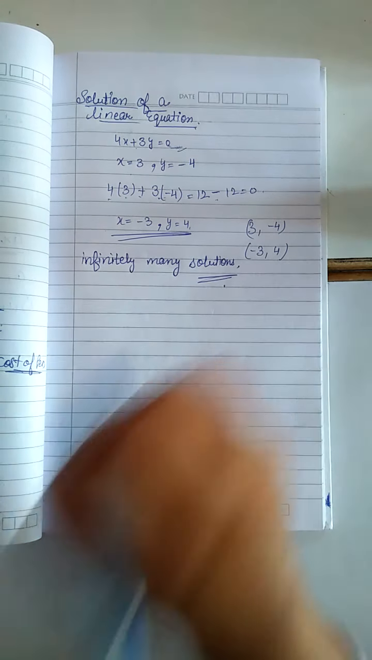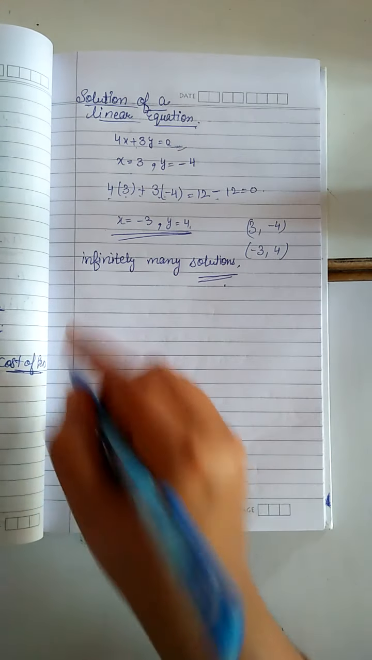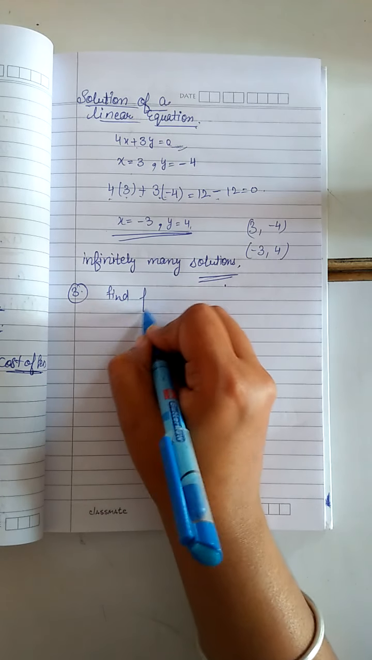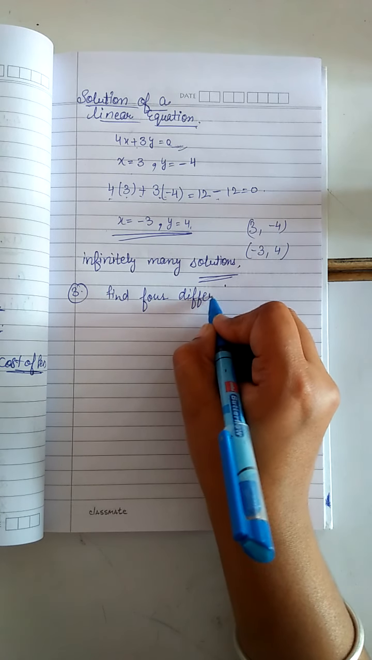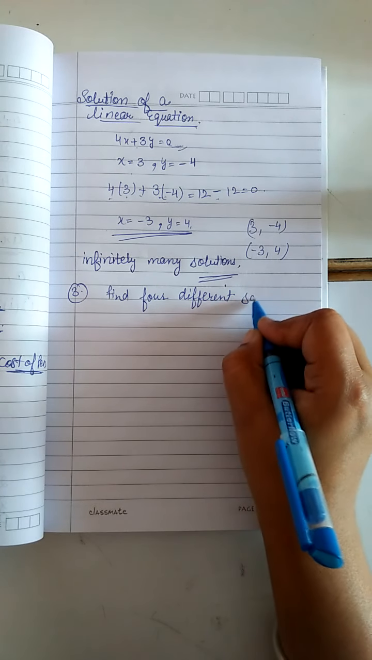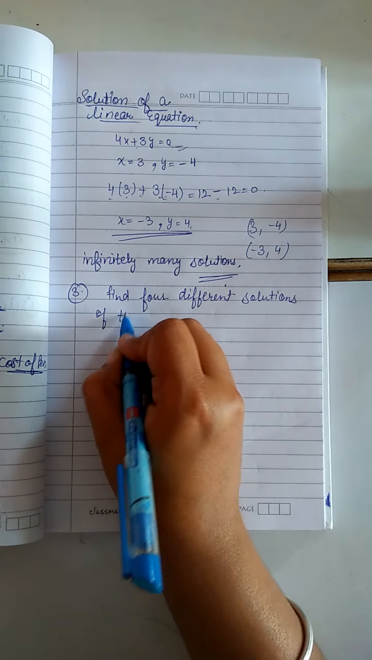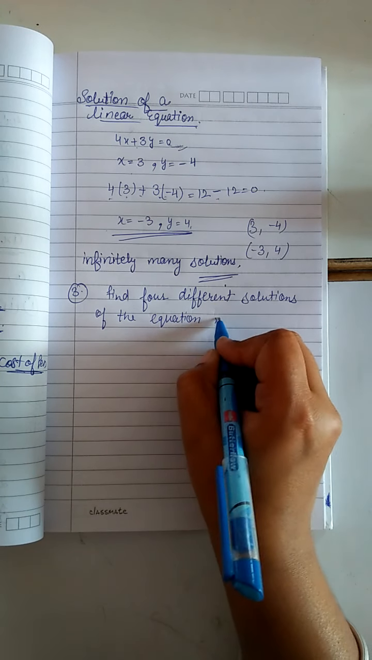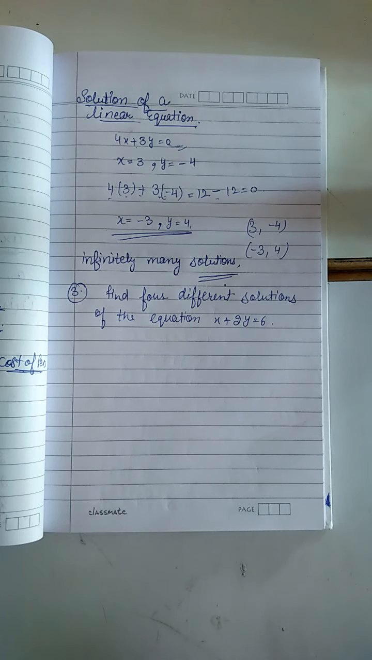Okay, so now we will discuss example number 3. Find 4 different solutions of the equation x plus 2y is equal to 6. Now we have to find 4 different solutions of this equation.